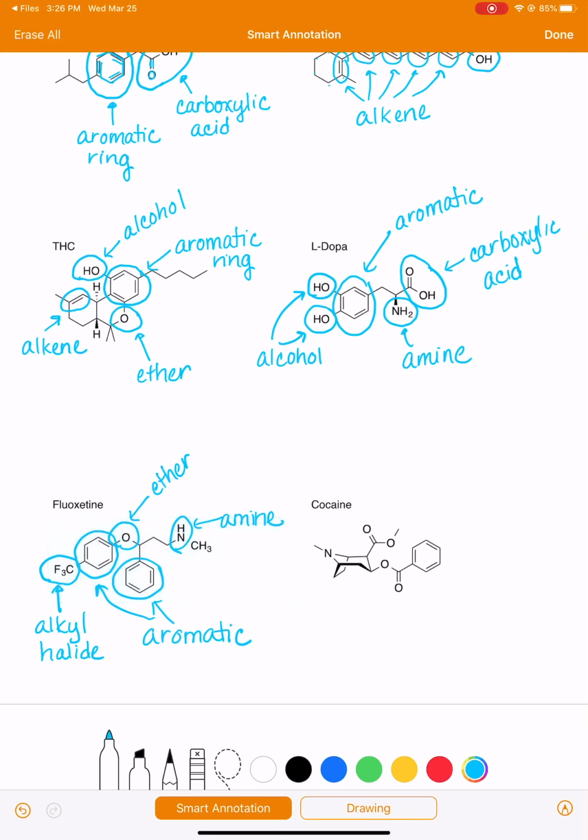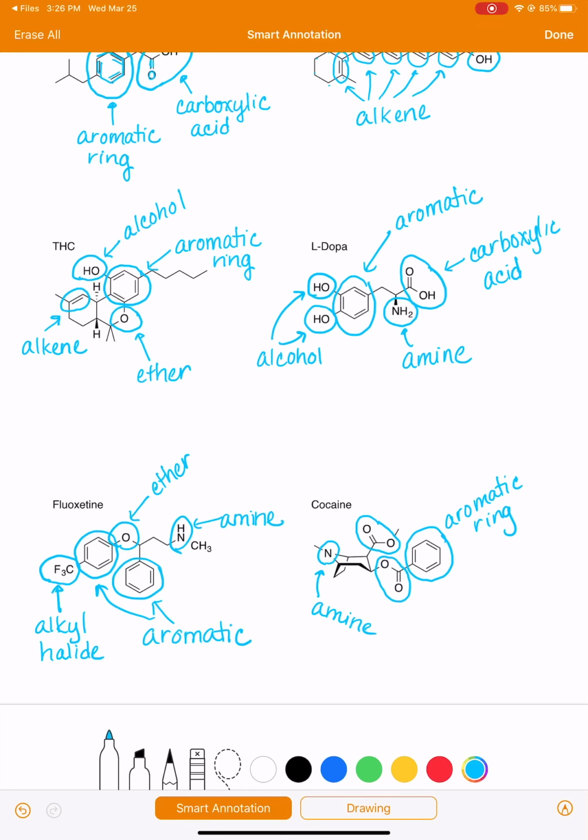And then last but not least, we have cocaine. We have a nitrogen and an aromatic ring. You're definitely going to recognize those now. And then we have these 2 oxygen-looking things right there. Let's start with the easy one, the aromatic ring. And over here we have a nitrogen. This nitrogen has no hydrogens on it, but it doesn't matter. It's still an amine.